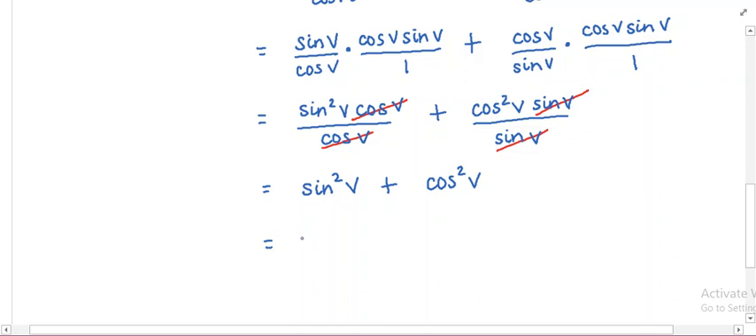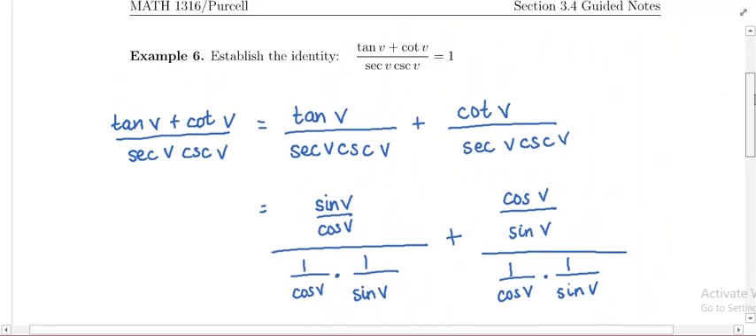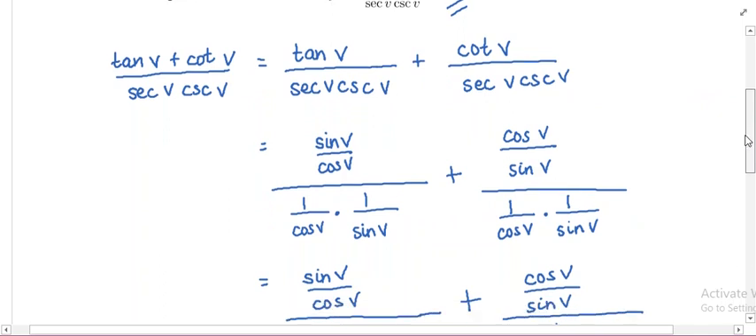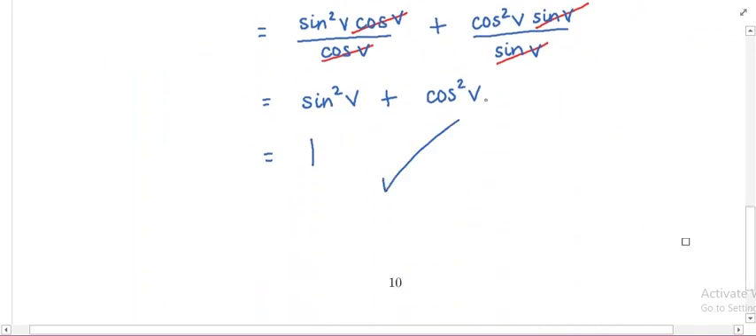And we know from the Pythagorean identity that is equal to 1. Okay, and guess what? That's the right side of the equation that we were trying to get to. Okay, so we have proven or verified this identity.